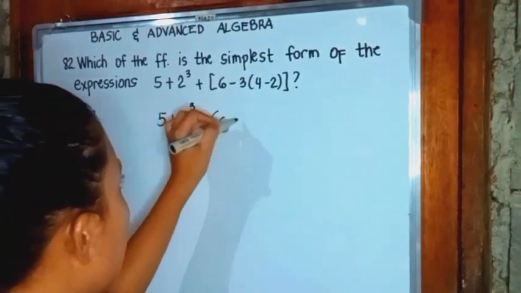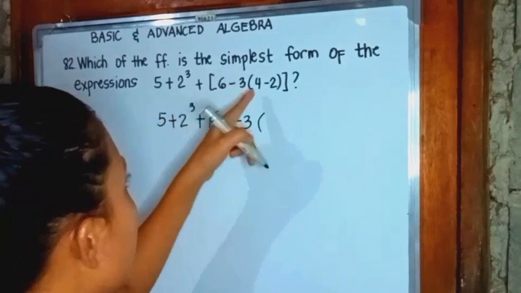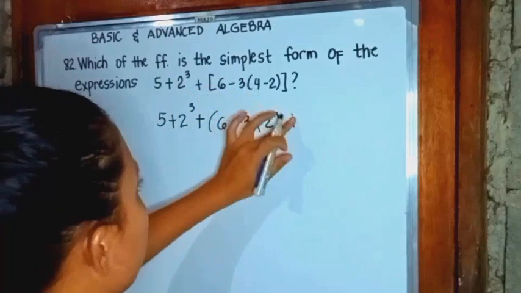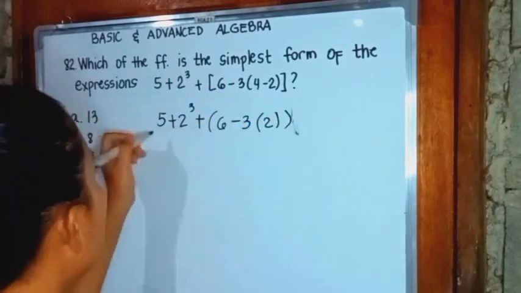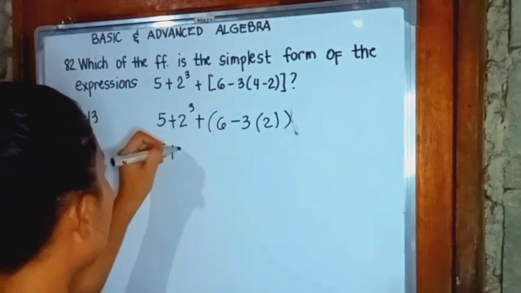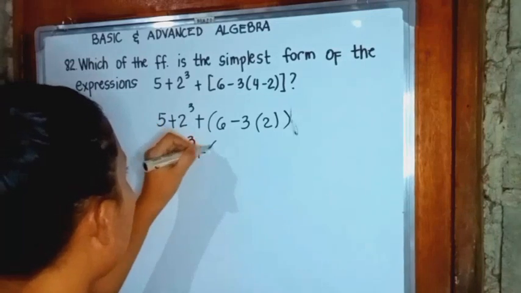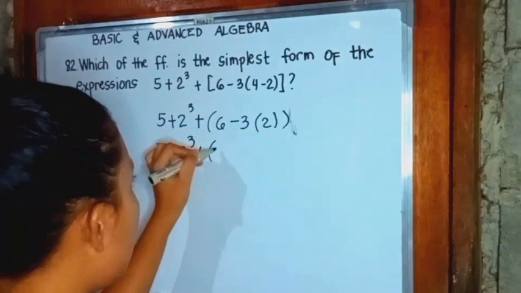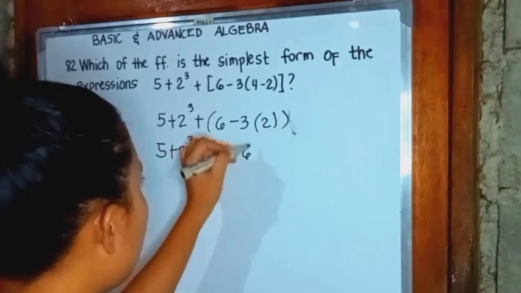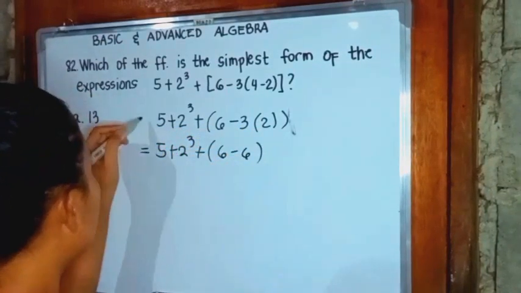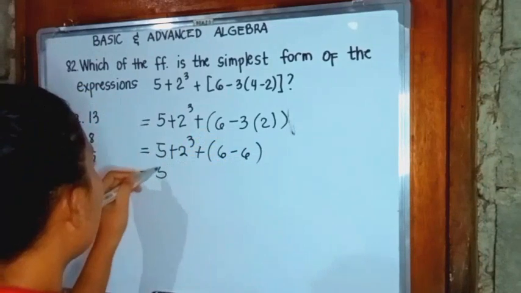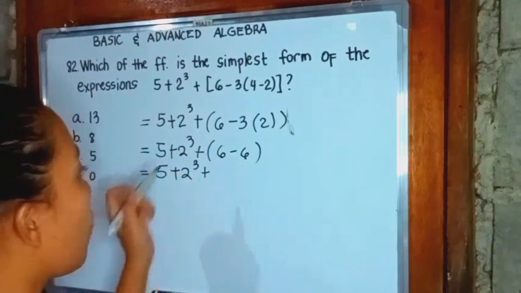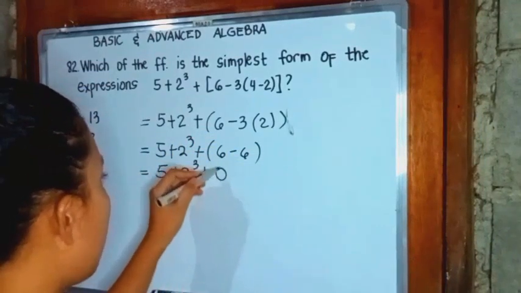So 4 minus 2 is 2, and 6 minus 3 times 2 is 6 minus 6. So 5 plus 2 cubed plus 6 minus 6 is 0.